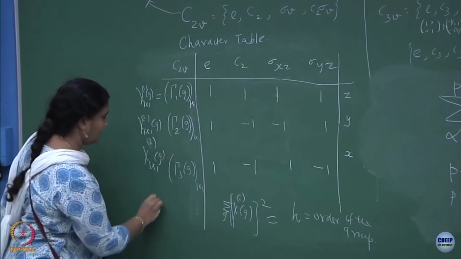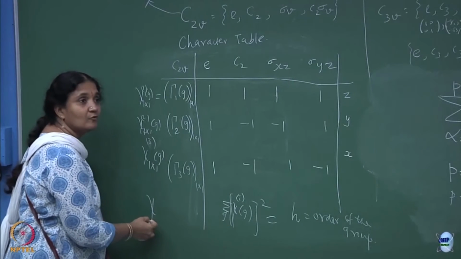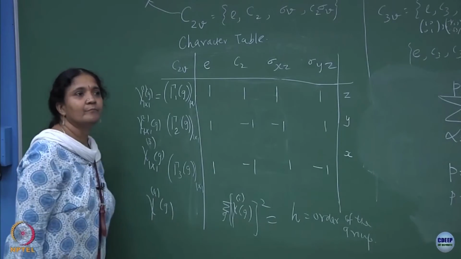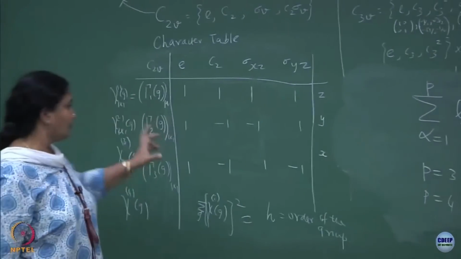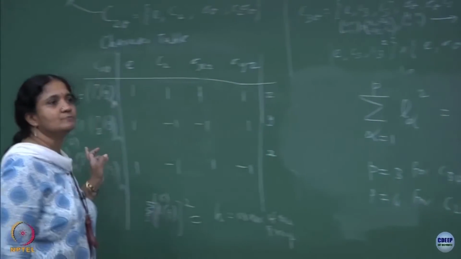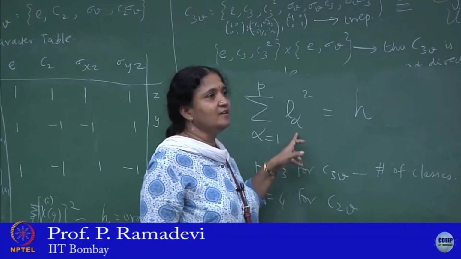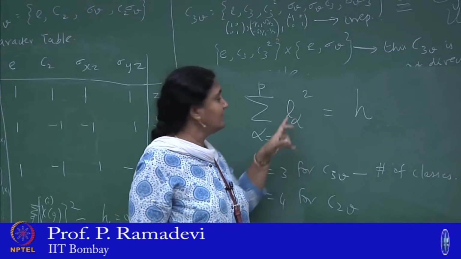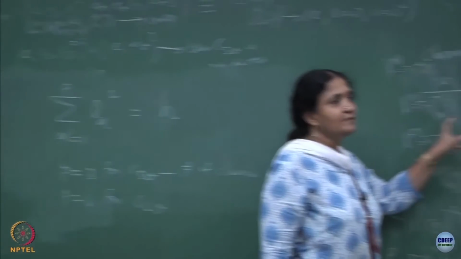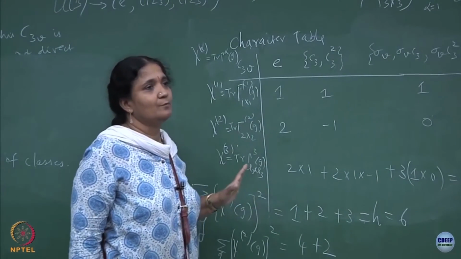So, I should find, I do not know whether it is 1 cross 1, we will come to it, but there is a fourth one. Because of this argument that alpha has to run from 1 to P. And now I am putting another condition that L alpha squared, that is the dimensions of the matrices of every irrep, the square of the dimension should add up to give me the order of the group.